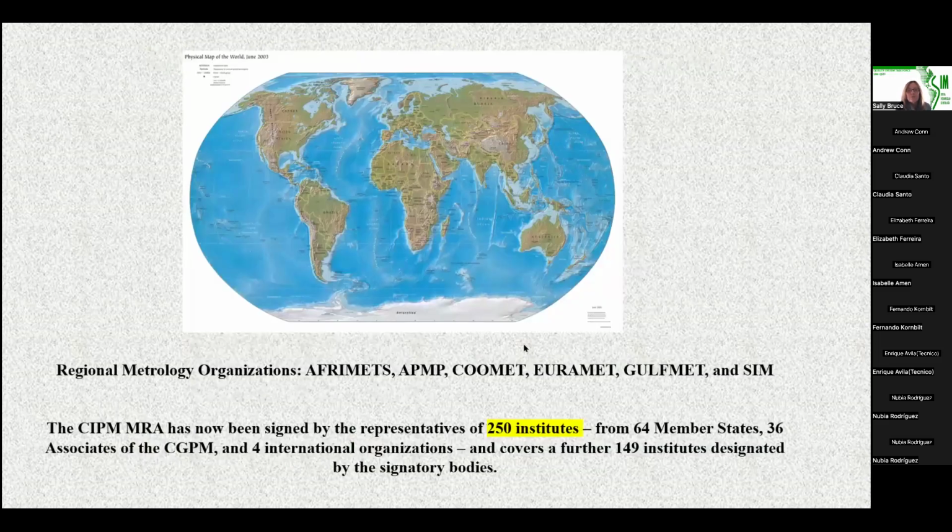We have regional metrology organizations: AFRIMETS for the African nations, the Asia Pacific Metrology Program for Asia Pacific areas, COOMET for the Russian Federation and additional areas, EURAMET for European areas, GULFMET for the Gulf region, and SIM for the Americas. The CIPM-MRA has grown a good deal since 1999. Now it has been signed by the representatives of 250 institutes, 64 member states, 36 associates of the CGPM, and 4 international organizations. It further covers 149 institutes that are designated by the signatory bodies.